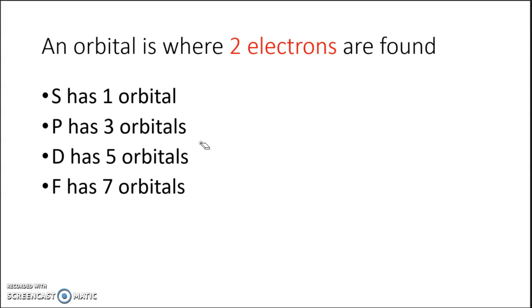So again, just throwing back, in case you forgot, an orbital is where two electrons are found. The s has one orbital and it's spherical shaped. P has three orbitals and they've got different orientations. They're kind of dumbbell shaped. D has 5 orbitals and F has 7 orbitals. That's why we say it's f14, because there are 7 orbitals, each can hold 2 electrons.